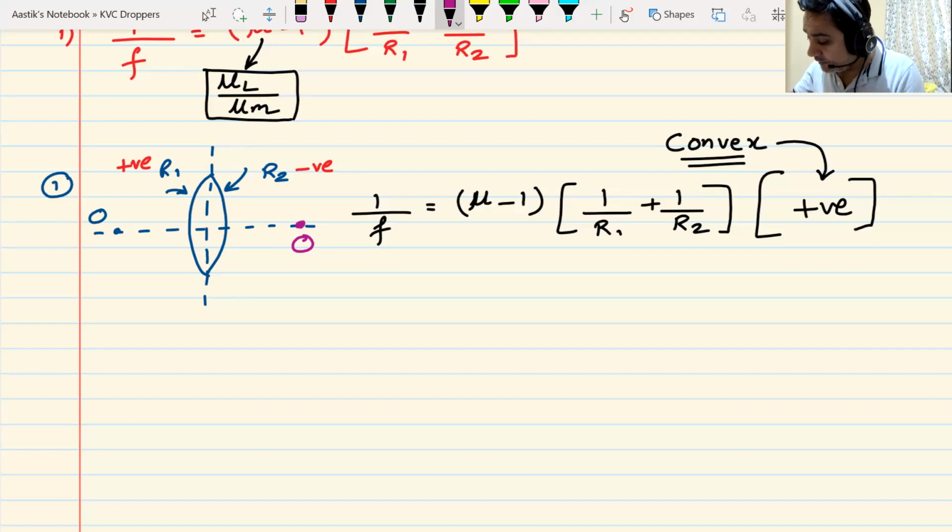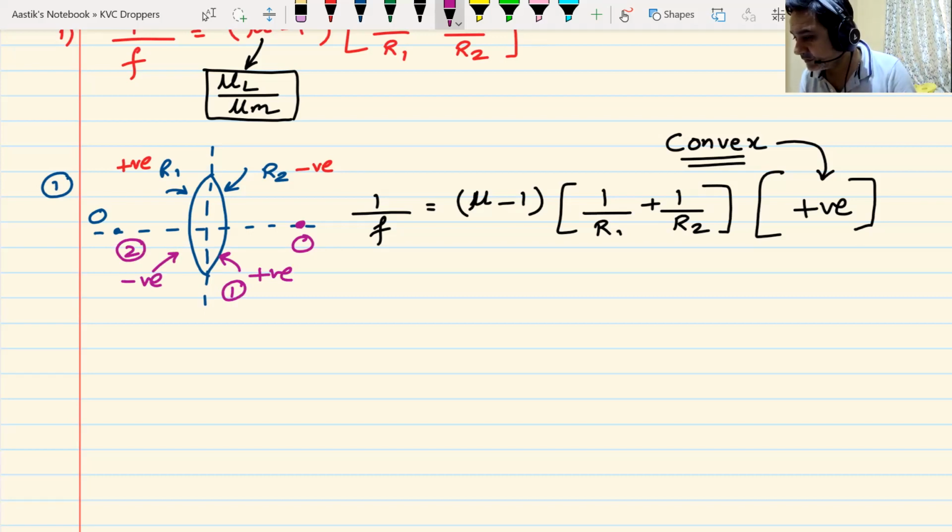In this case, what will happen? This will become my R1. This focal length would be positive, and this focal length would be negative. Yes or no? Radius of curvature of this surface, which will be the first surface, will be positive. Radius of curvature of this surface, which will be the second surface, would be negative. So R2 becomes R1 and R1 becomes R2. Do we understand this? But their signs also change.